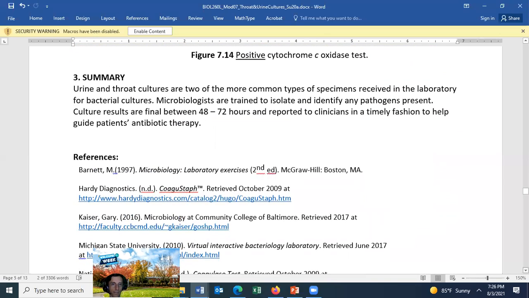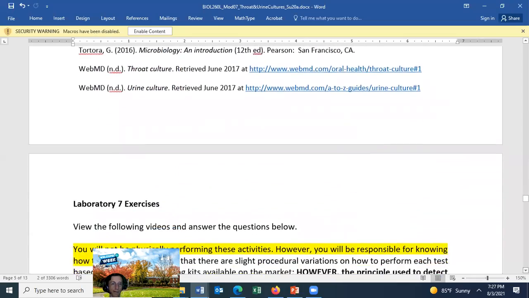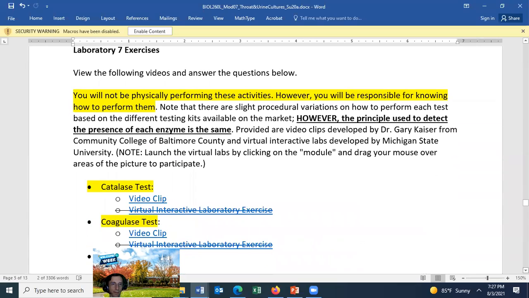All right, so there's a summary you can read. You don't need to do anything with the references. And then let's talk about the exercises. You're not physically going to be performing any of these activities. However, you will be responsible for knowing how to perform these activities.